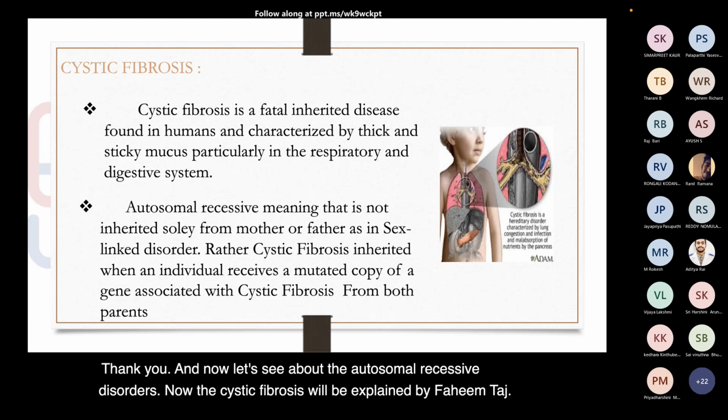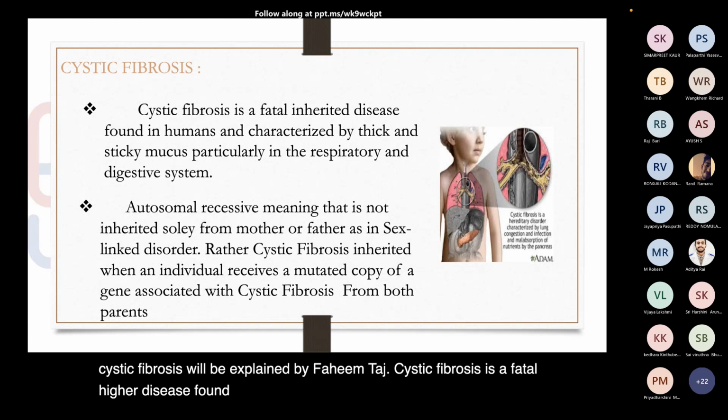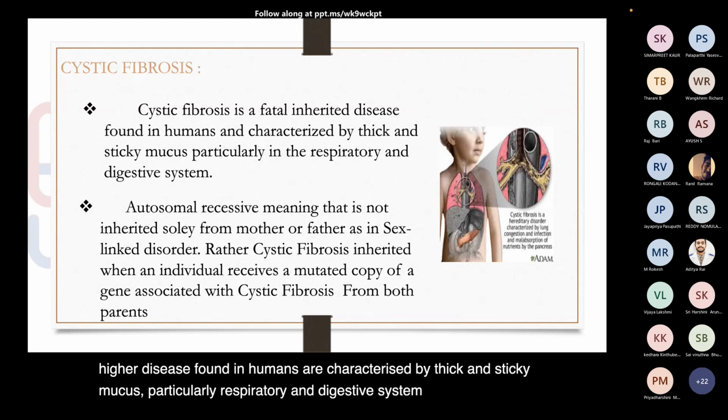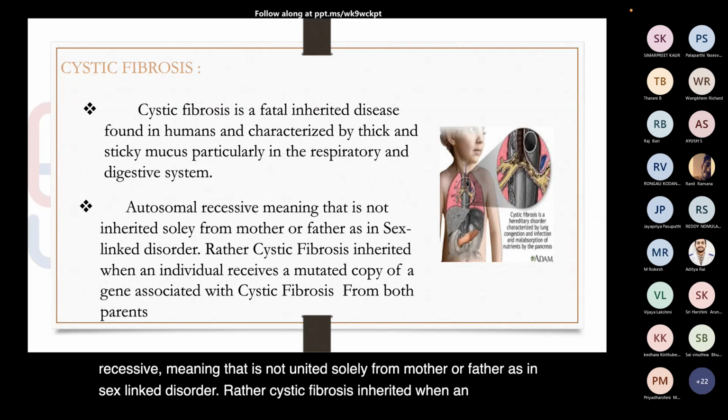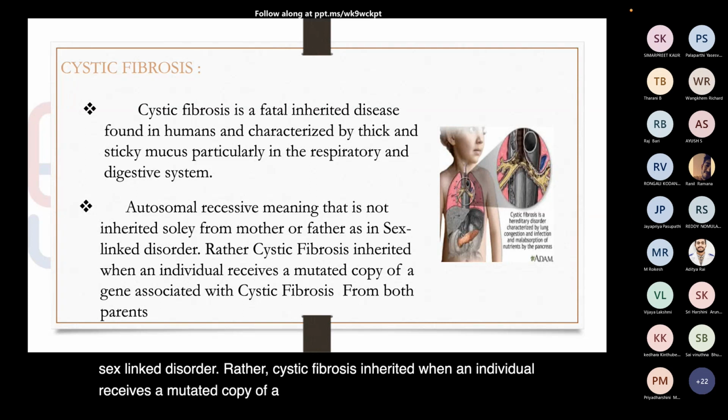Cystic fibrosis is a fatal inherited disease found in humans, characterized by thick and sticky mucus, particularly in the respiratory and digestive systems. Autosomal recessive means that it is not inherited solely from the mother or father, as in sex-linked disorders. Rather, cystic fibrosis is inherited when an individual receives a mutated copy of a gene associated with cystic fibrosis from both parents.